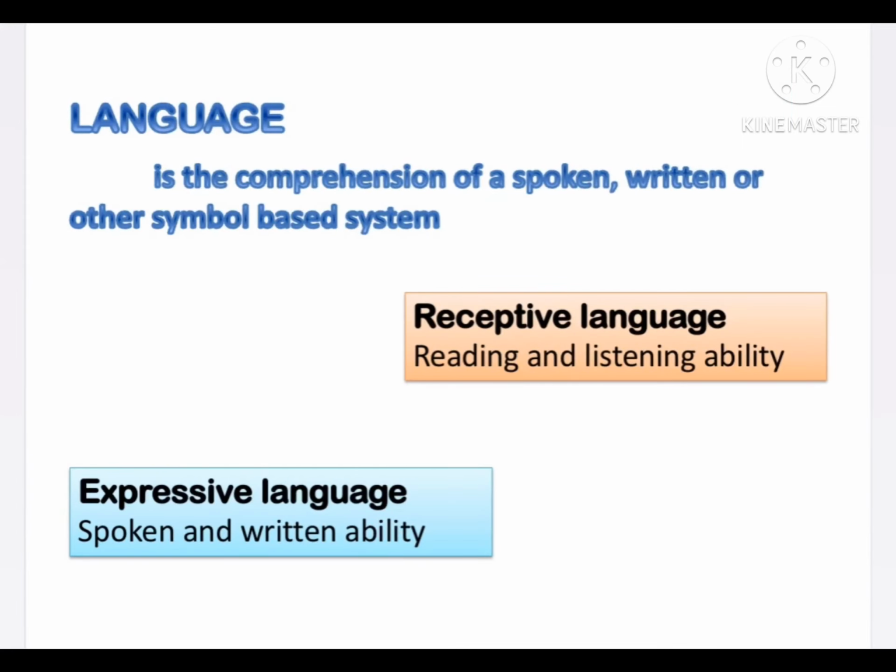Let's proceed to language. Language is the comprehension of a spoken, written, or other symbol-based system. Language is broken into two parts, receptive language and expressive language. People with receptive language disorder have problems understanding and processing what others say to them despite having no hearing problems. Expressive language disorder causes problems with using words to express thoughts, although the person has no physical problems in pronouncing the words themselves.